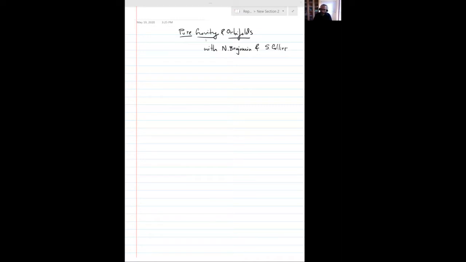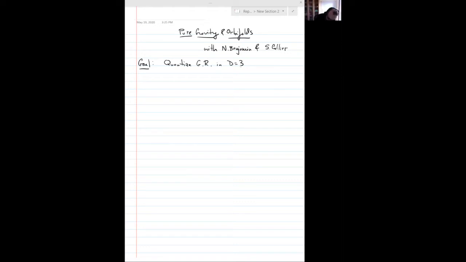Okay, so let me just begin by setting the stage. So our basic goal is to quantize general relativity. And the quantization of general relativity is a very difficult thing. And so I'm going to make my life easier. I'm going to try and quantize general relativity in 3 space-time dimensions. So 2 space and 1 time.